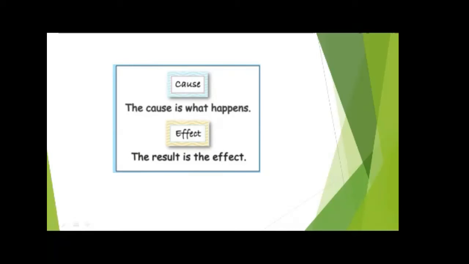So how are we going to identify cause and effect? Identifying cause and effect in text is important as it helps us to understand the events that are happening. It helps us to understand what's happening and why it's happening. So cause is what happens and the result is the effect.